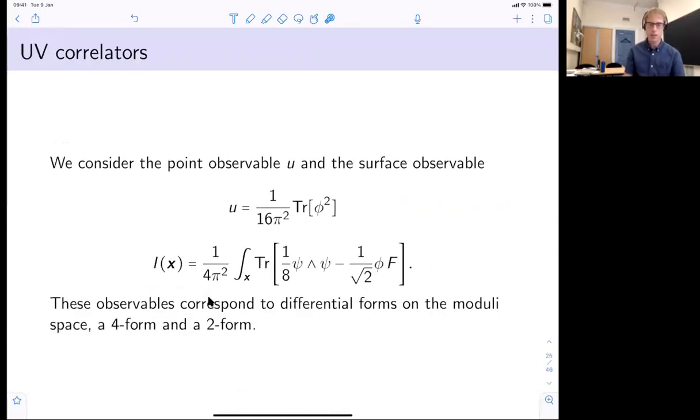Okay, so then the topological observables are equal to the order parameter on the Coulomb branch, and the surface observable is I of x, where x is the two cycle on which we integrate this combination. So phi is a scalar, f is a two form, and after twisting the psi's become one forms. So this is a two form which we naturally integrate over x.